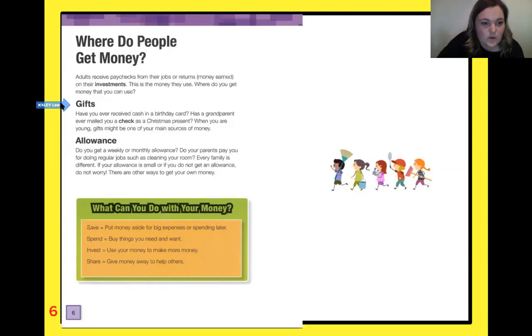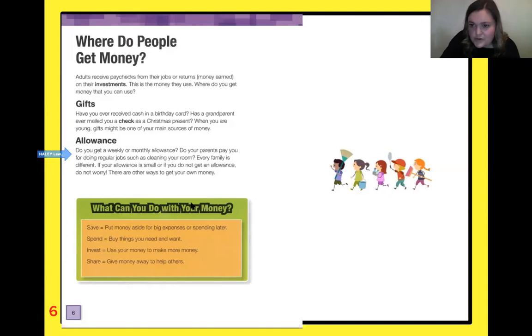Allowance. Do you get a weekly or monthly allowance? Do your parents pay you for doing regular jobs such as cleaning a room? Every family is different. If your allowance is small or if you do not get an allowance, do not worry. There are other ways to get your own money.